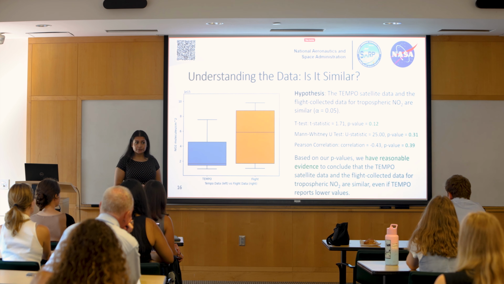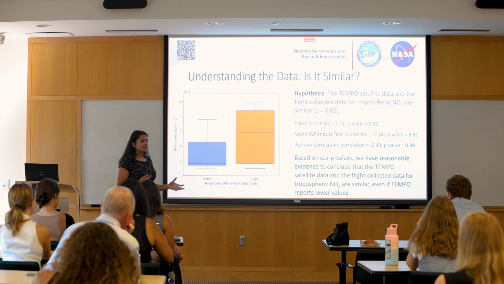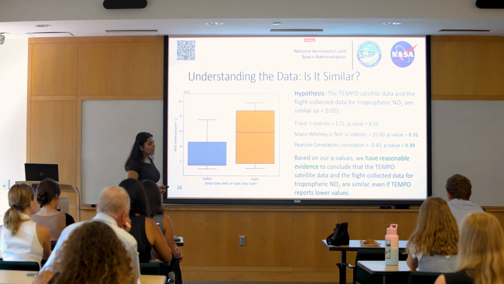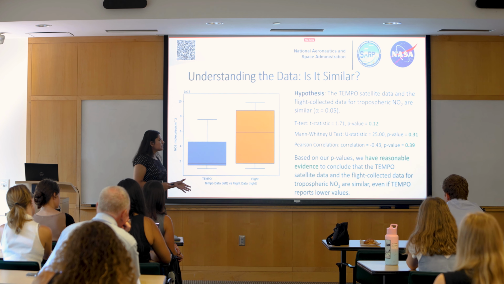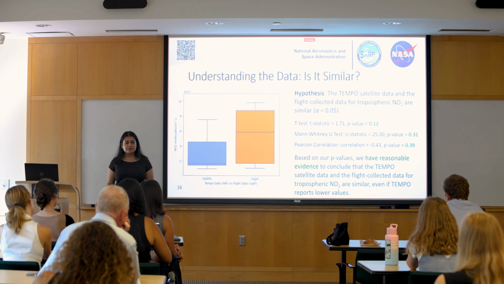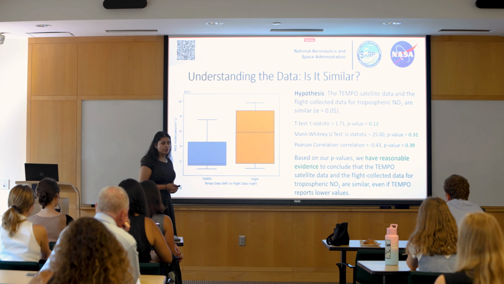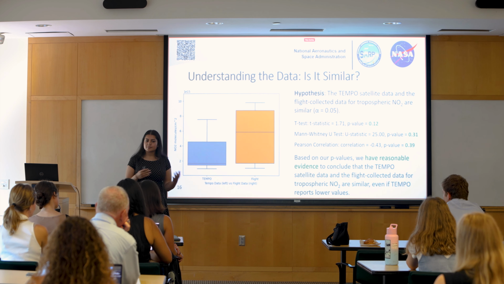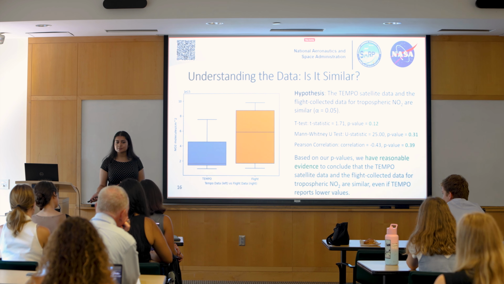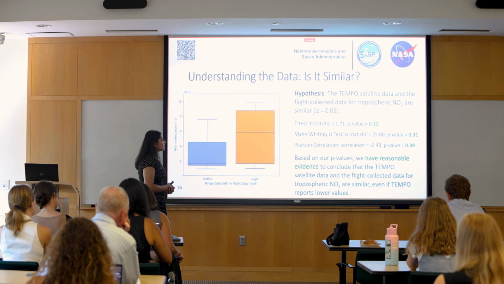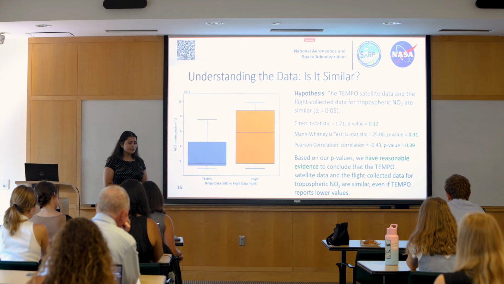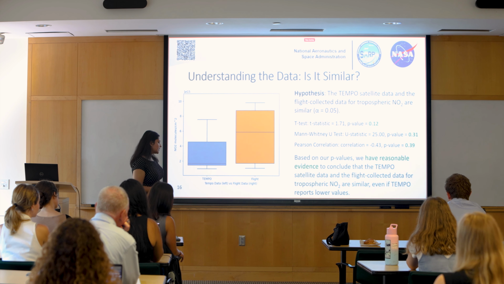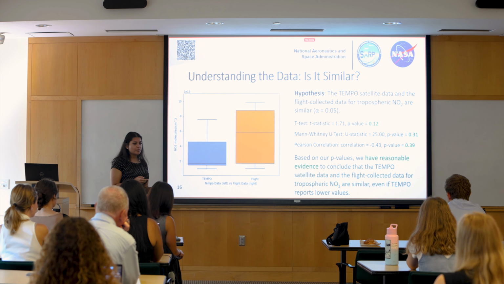So the first thing I wanted to do, now that I had these 6 points, was understand the data. I wanted to understand if the TEMPO output and the flight output was similar. My hypothesis was that the TEMPO satellite data and the flight collected data for tropospheric nitrogen dioxide are similar at a 0.05 significance value. I computed a few tests, some of which assume independence between the sets, some which don't, some which assume a normal distribution, some which don't, and all of them led us to believe that we have reasonable evidence to conclude that the TEMPO satellite data and the flight collected data for tropospheric nitrogen dioxide are similar, even if TEMPO reports lower values.